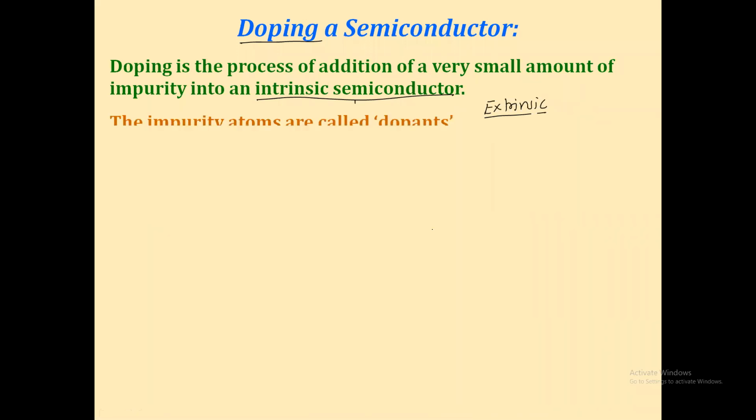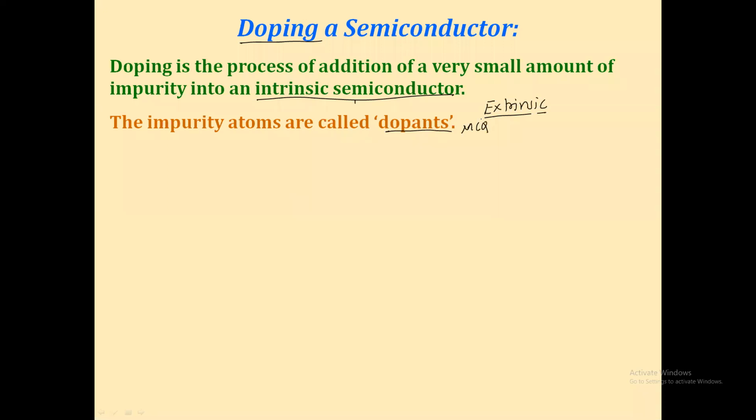Okay, so now try to read it. The impurity atoms are called dopants. म्हणजे जी impurity आपण pure semiconductor मध्ये add करणार आहोत त्याला काय म्हणणार आहोत आपण? It's a dopant. And these words may be asked in MCQ type questions.